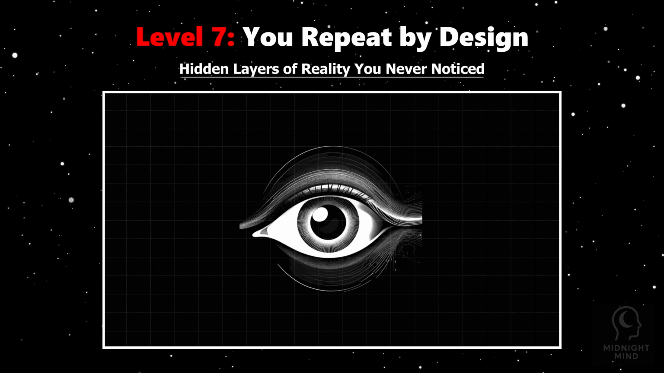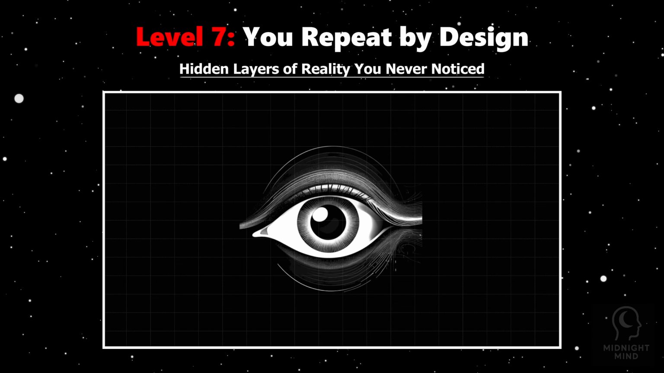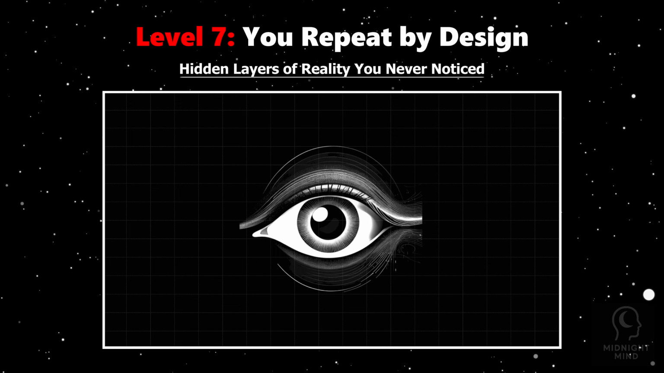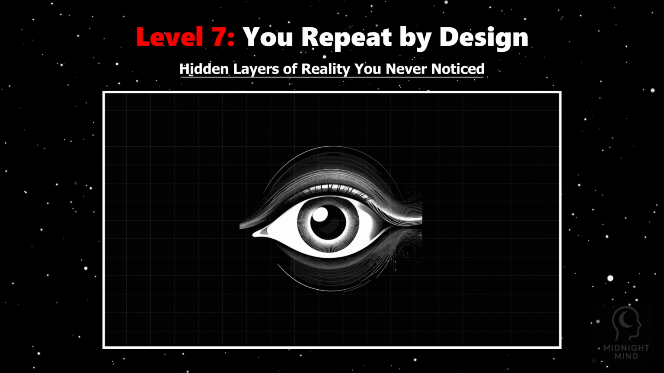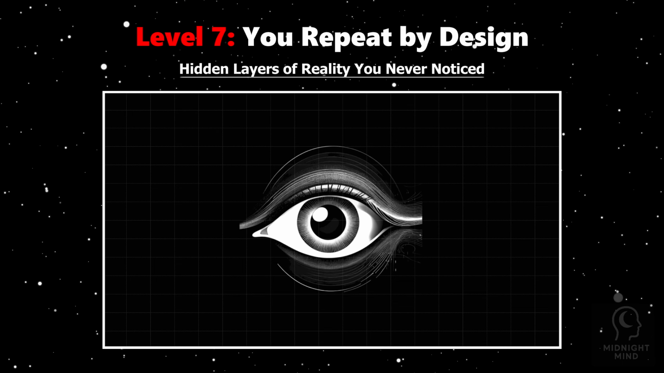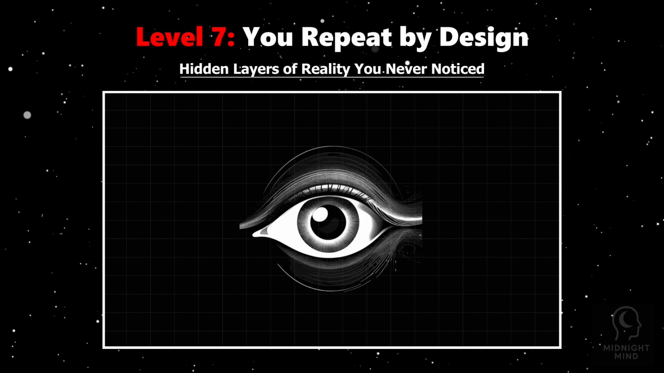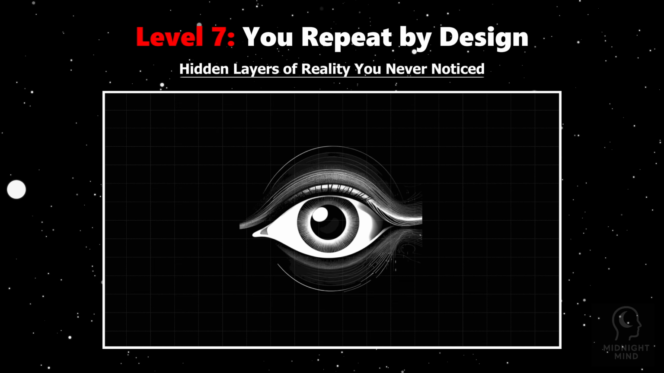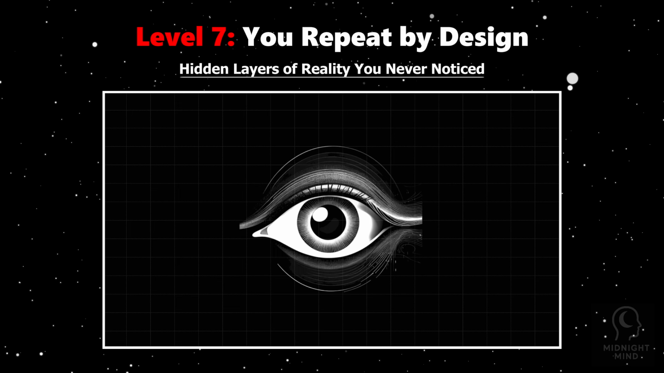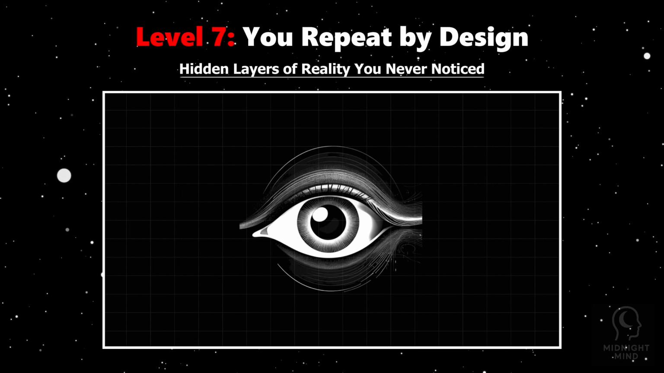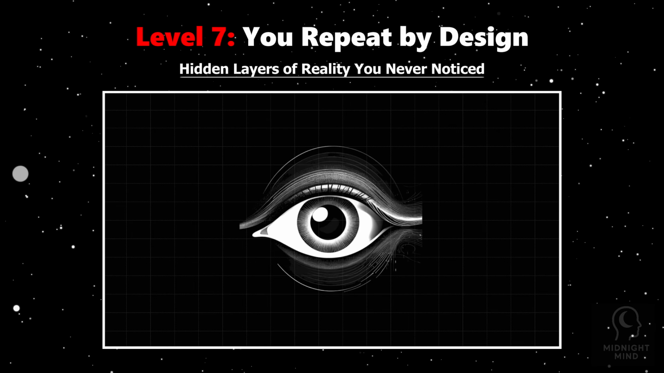By consciously altering cues or rewards, you can reprogram these loops, replacing unwanted habits with better ones. Awareness is the key that interrupts automatic cycles. So when you find yourself repeating actions without thinking, remember, your brain is running a pre-installed program designed to conserve energy and efficiency. You repeat by design, but you can also rewrite that design with intention.